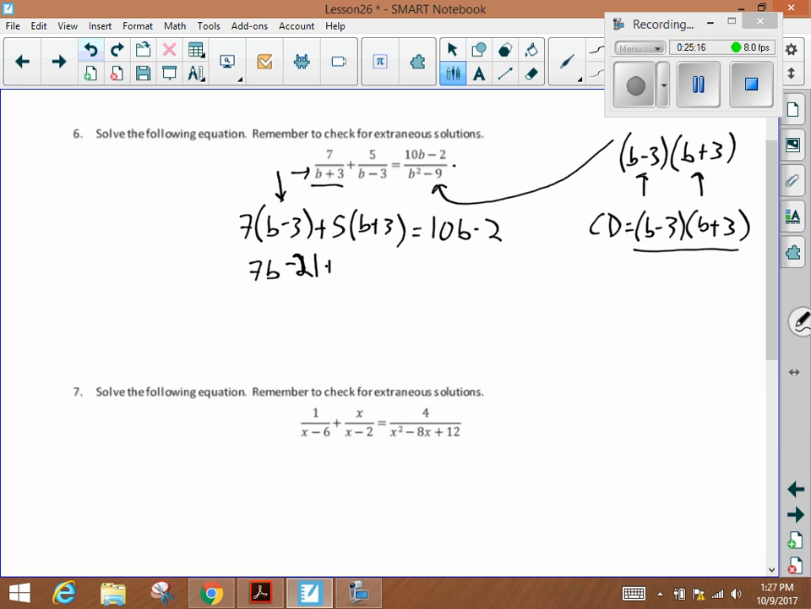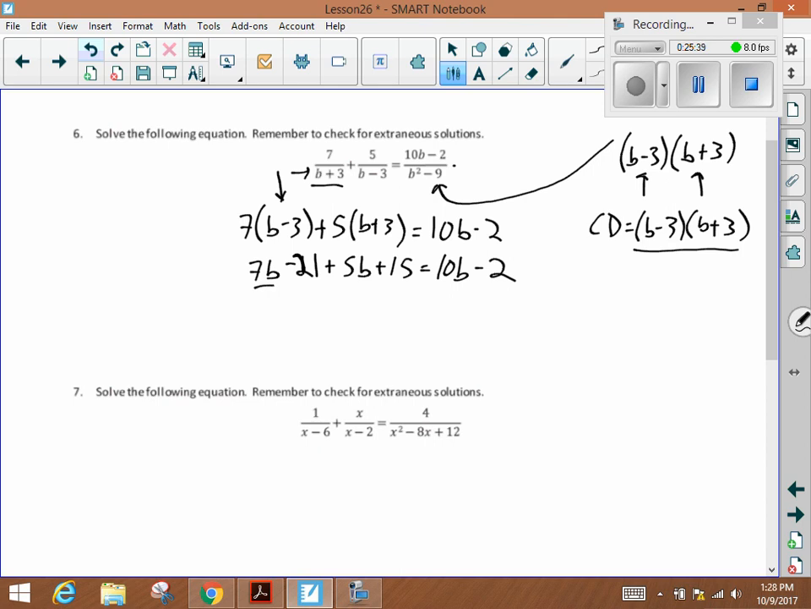5 times b is 5b. And 5 times 3 is 15. Now, I've got a little algebra 1 equation to solve, right? No problem. First thing I need to do is combine like terms. Please, please, don't try to add and subtract things from both sides yet. Let's make sure that we combine like terms first, all right?